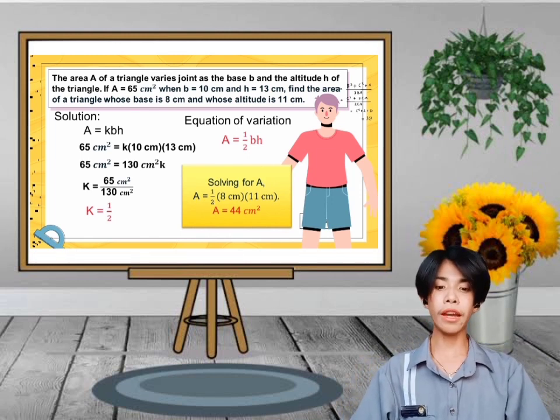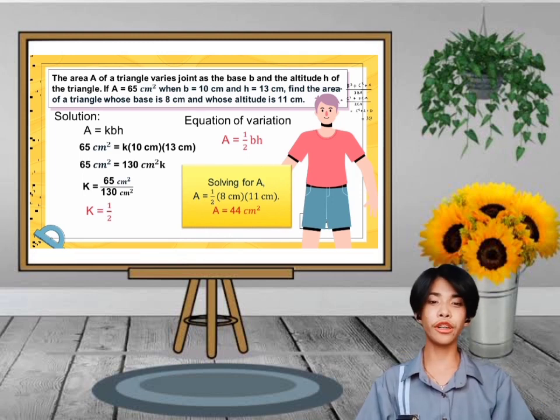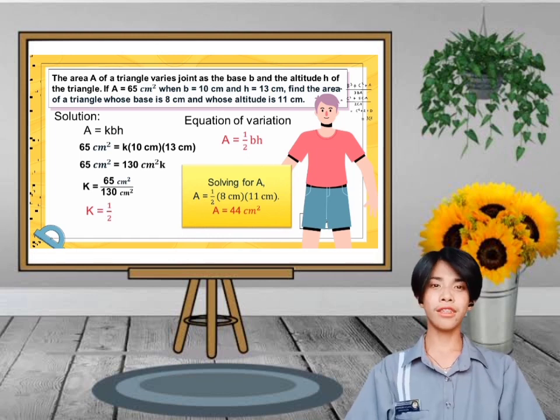Then, simplify it. 65 cm squared is equal to K times 10 cm times 13 cm is equal to 130 cm squared K. To solve for K, divide both sides by 130 cm squared. Pag kinuha natin yung lowest term, when divided, both numerator and denominator by 65, the answer is K is equal to 1/2. So, balik tayo sa mathematical statement.